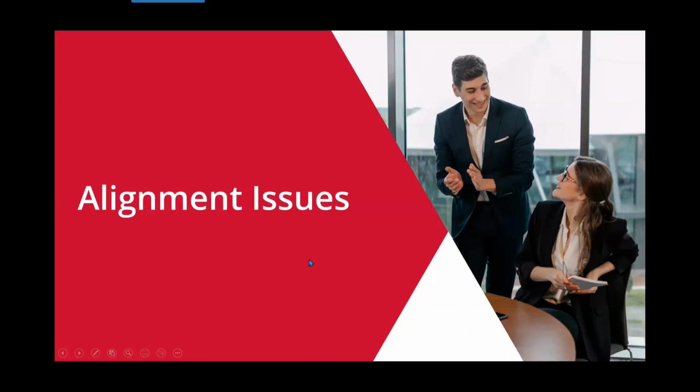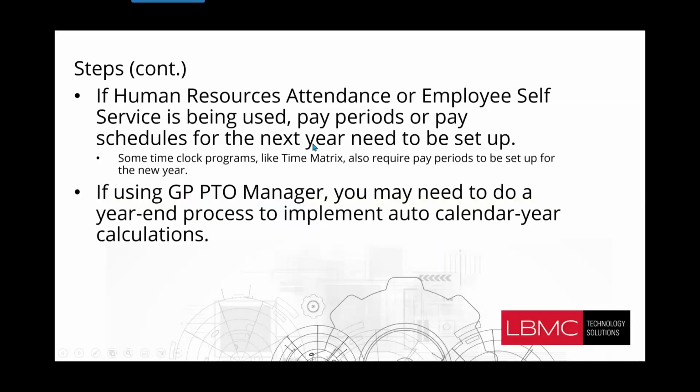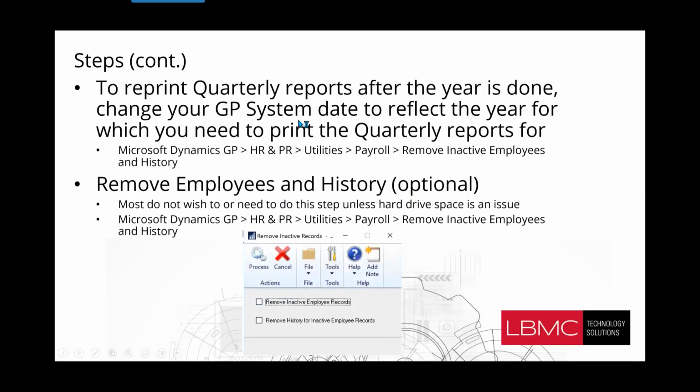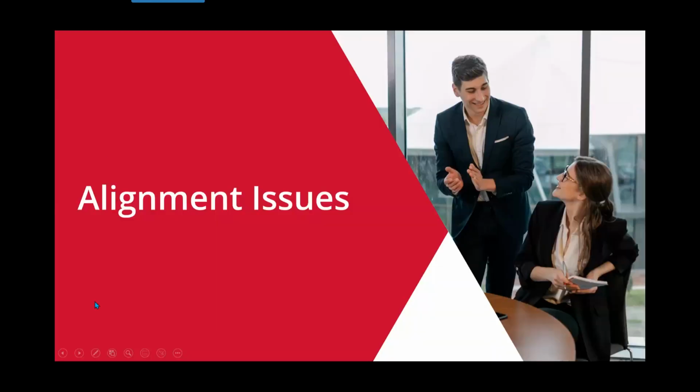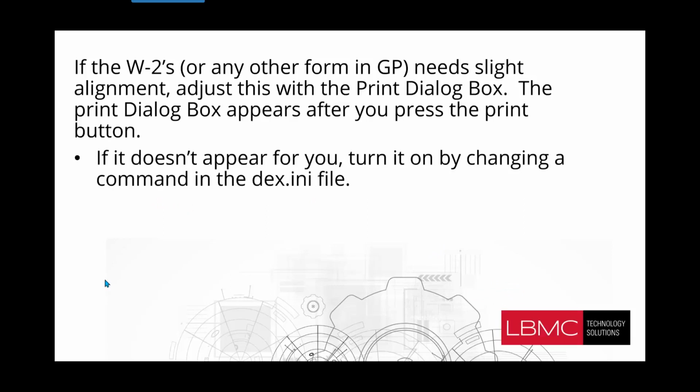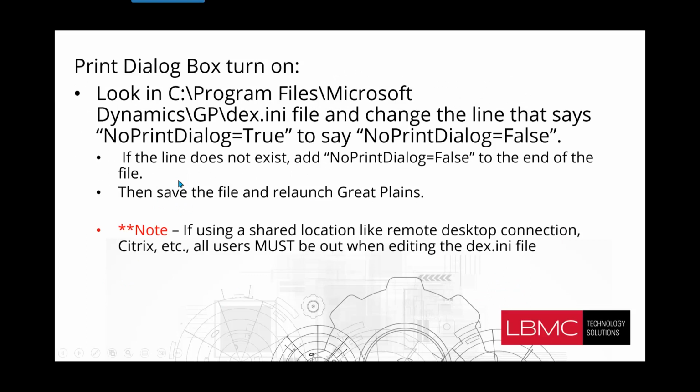Whoops, too far. Uh-oh. Have to go backwards. Again. Okay, if the W-2s or any other form in GP needs an alignment, we have, oh, wait a minute, I gotta go back further. Might have to pause for a second. Let's pause and fix my printout.